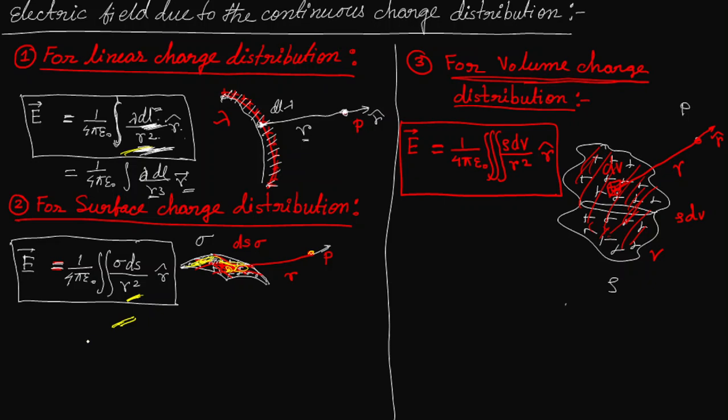So again, I'm just modifying this definition in a slightly different way. I'm multiplying with r, numerator and denominator, and then we can write it this way: sigma ds divided by r cube. So r squared will now be r cube, and r into r cap in the numerator gives you the r vector, that is the position vector of this point with respect to the point where we have considered the elementary area.